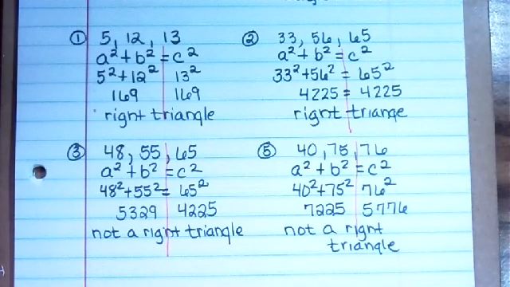Now your assignment is to complete the rest of this sheet. That gives you 10 to work independently, showing your work in level 5 quality, just like I've modeled for you right here.